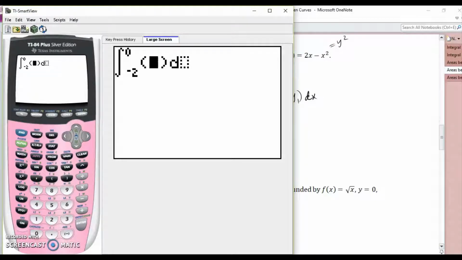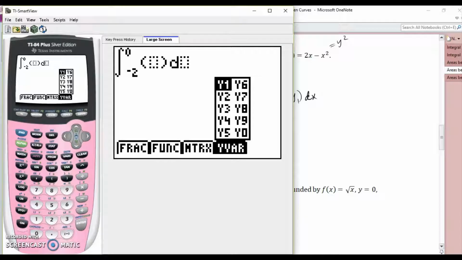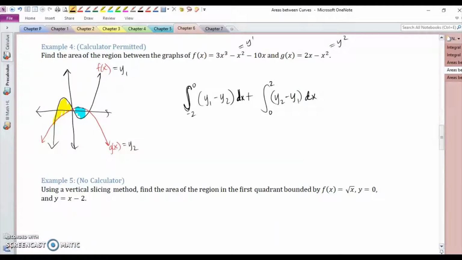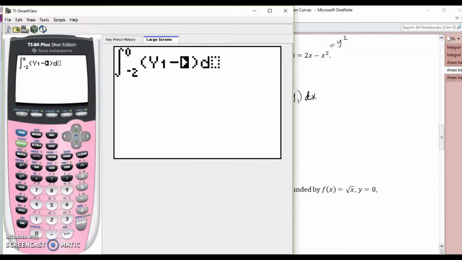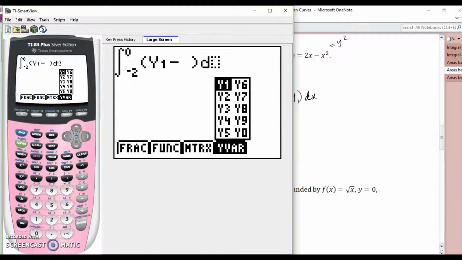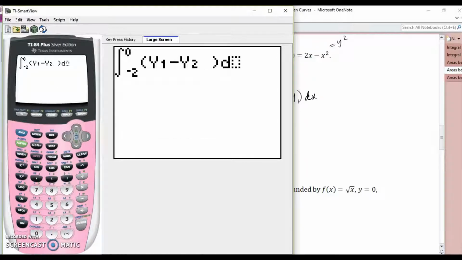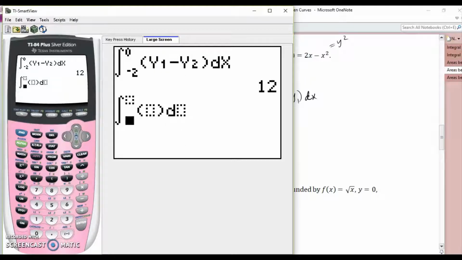And now the cool part, I can just pull it up either using the vars button, or if you've probably seen me do alpha calc. And we said it was y1 minus y2. So I will do y1 minus y2, and then with respect to x, and that'll give me the answer, which is 12. And then I'll do the integral one more time. I was going to copy, but it's probably easier just to do it again. Math 9 from 0 to 2 of y2 minus y1.